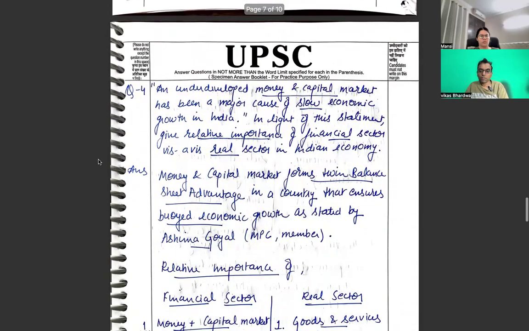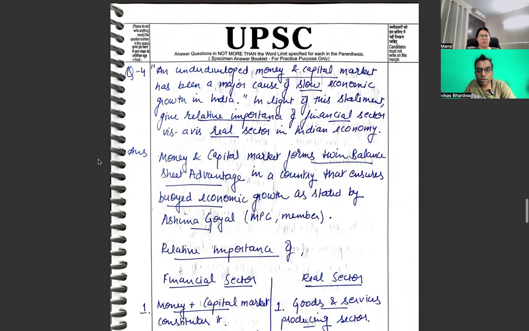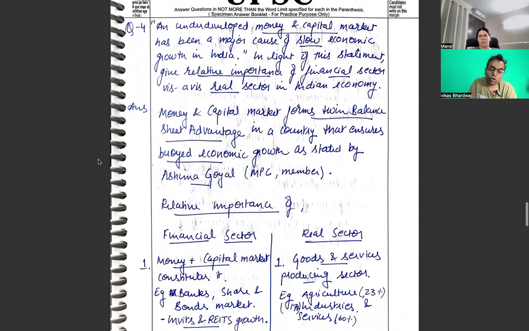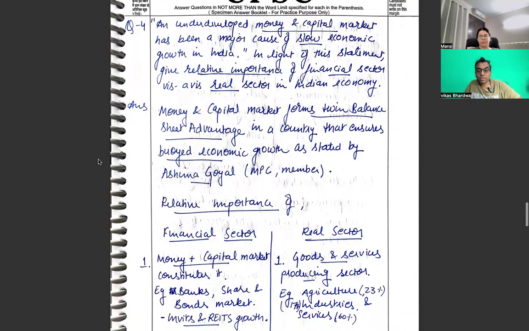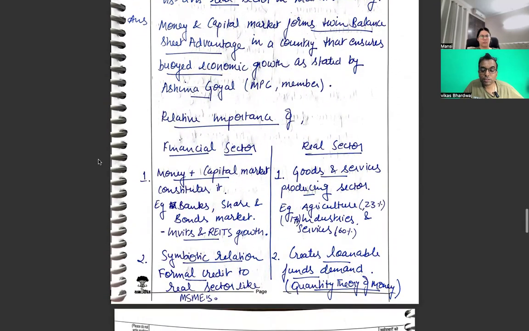Yes sir. An underdeveloped money and capital market has been a major cause of slow economic growth in India. Wonderful question. In the light of this statement, relative importance of financial sector vis-a-vis real sector in Indian economy. So again, a question of applied understanding. So money and capital market forms twin balance sheet advantage in a country that ensures broad economic growth, as stated by Ashima Goel, MPC member.